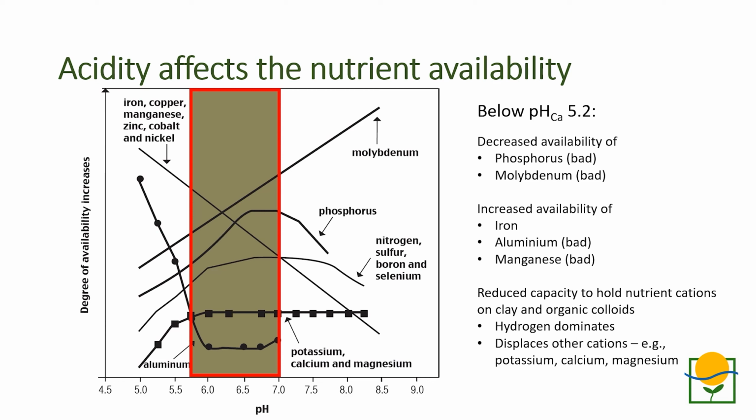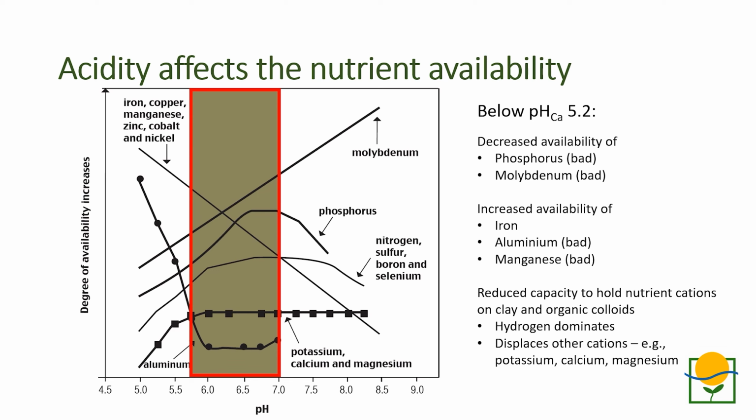But as the pH declines below 5.2, there is a decrease in the availability of phosphorus and also a decrease in the availability of molybdenum, both important plant nutrients. There's also an increase in the availability of iron, aluminium and manganese, and these three ions in particular can cause toxicity problems in crops and pastures.